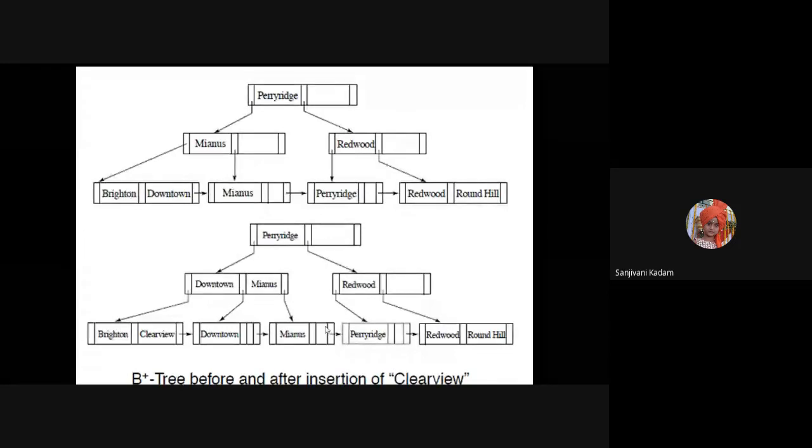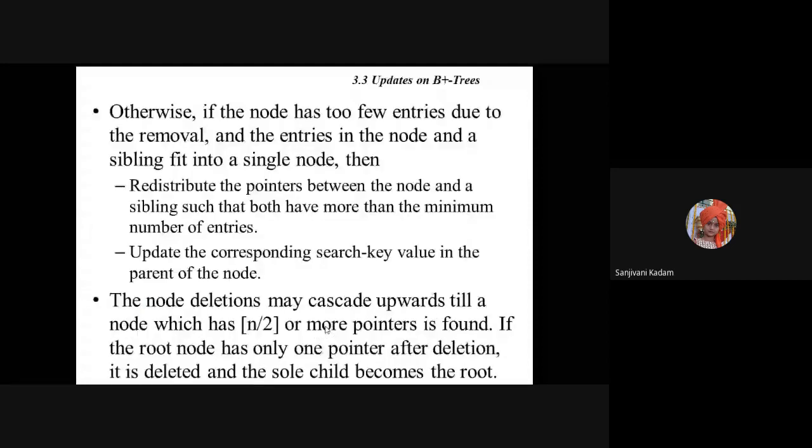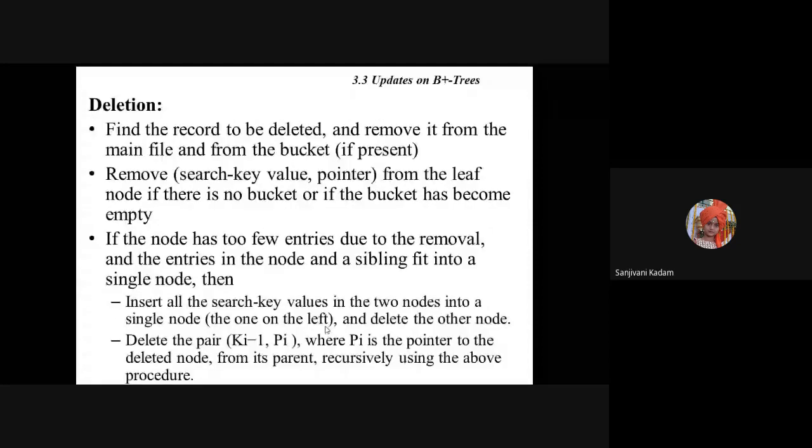Let us read the procedure. We are deleting the pair Ki minus 1 and Pi. For Downtown, after deletion, that was key K1, and pointer P2 was pointing to that node. So we will delete that pair. Yes, siblings can be taken into a single node.